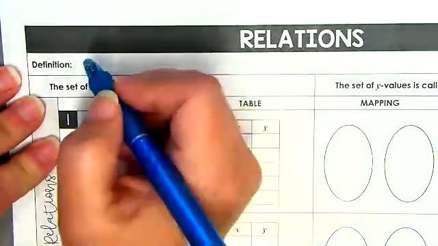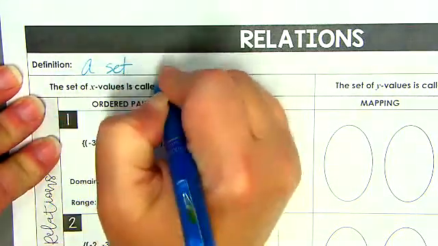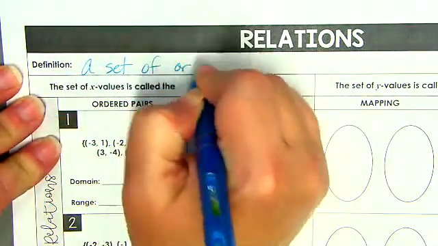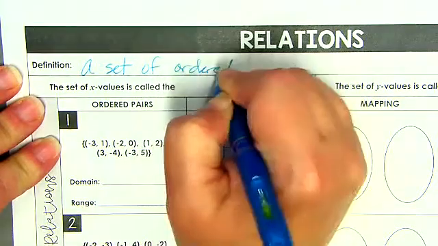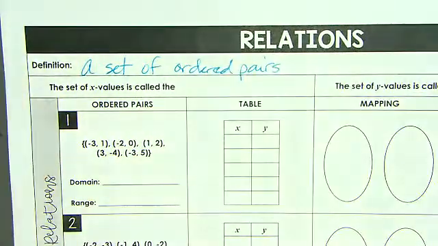A relation is a set of ordered pairs. It's just a set of ordered pairs. It doesn't mean that they're related. It's just a set of ordered pairs.